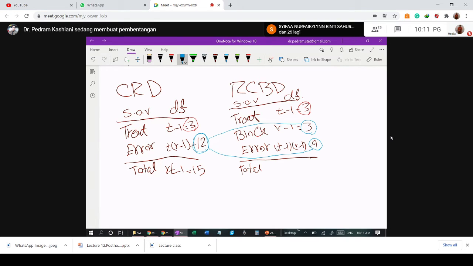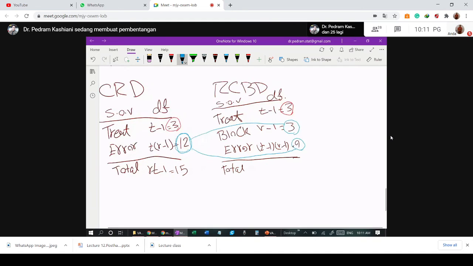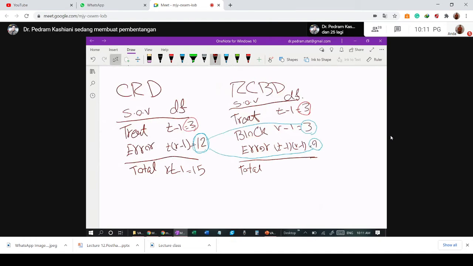So experimental error is removed in one direction only, by block. What I did was take 3 degrees of freedom from the error of CRD and give it to the new source of variation in the name of block. And I hope that my block becomes significant. Then I go to Latin square.